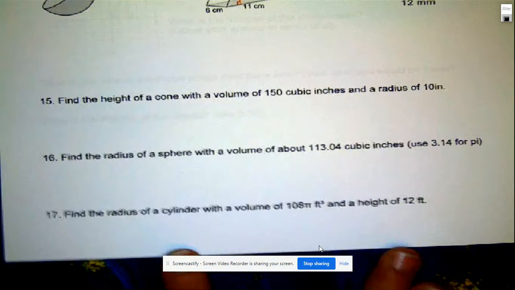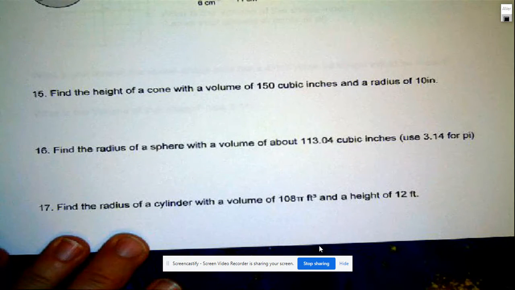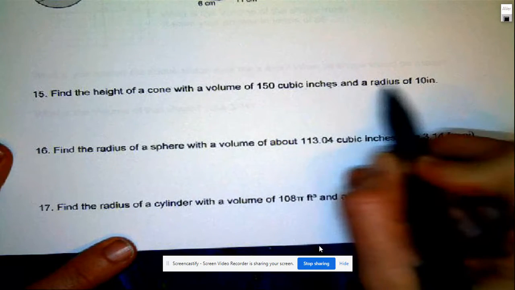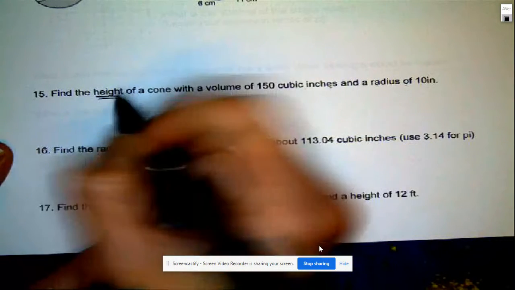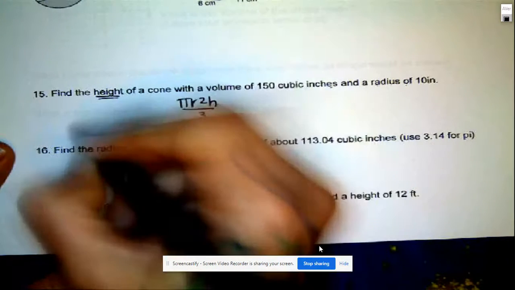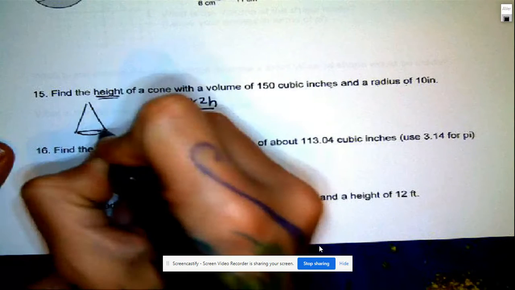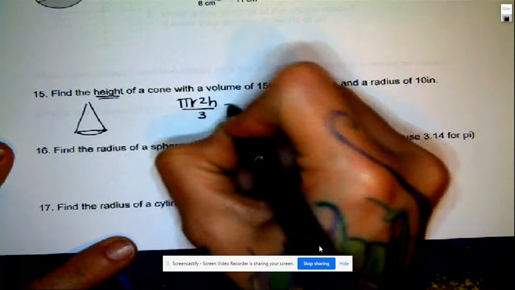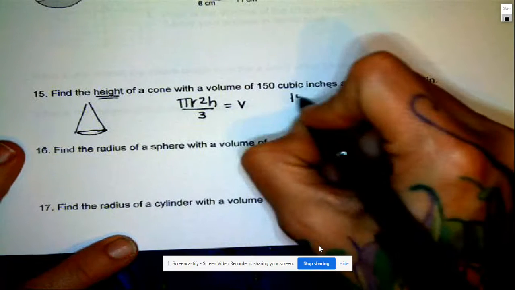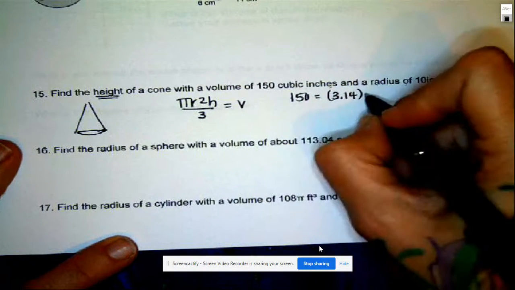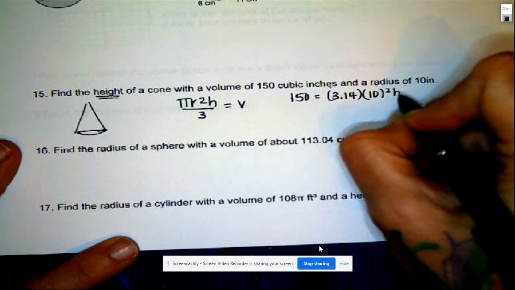But number 15: find the height of a cone with a volume of 150 cubic inches and a radius of 10 inches. So I'm looking for the height. For a cone, I know it's pi r squared h divided by 3. I do not know my height. I know the volume is equal to 150, and for pi we'll use 3.14.